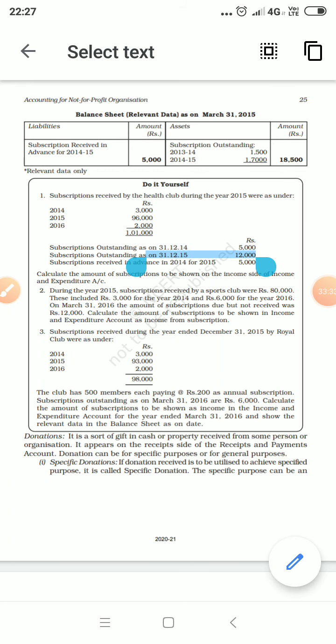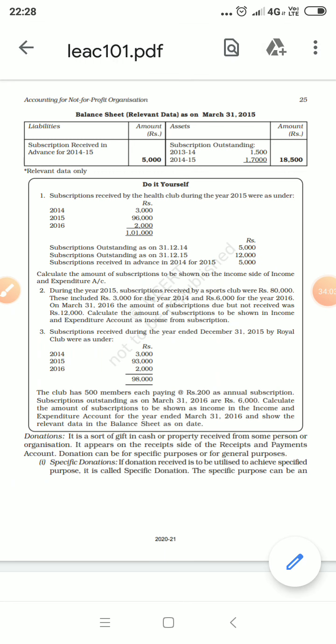No, it is not 12,000. But madam, here it is given subscription outstanding as on 31/12/15. 31/12/15 is current year. Yes. But here there is an important word, on. And as per my formula, it should be for. So here it is given as on 31/12, which means this includes previous year outstanding also.